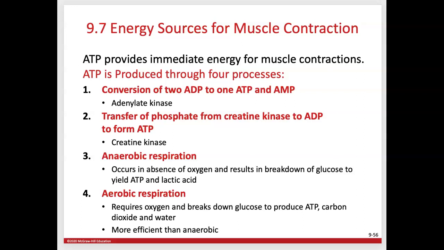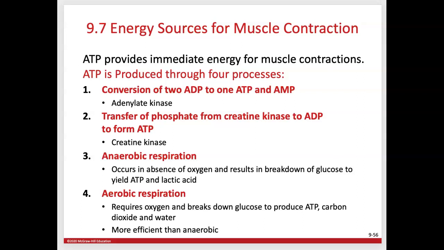The next way that we make ATP is the transfer of phosphate from creatine kinase to ADP, and that will end up making ATP. The way I usually describe this is that creatine kinase is like a placeholder for that extra phosphate. Whenever we need to make ATP, if we have ADP handy, then we will pull that extra phosphate off the creatine kinase and form ATP.